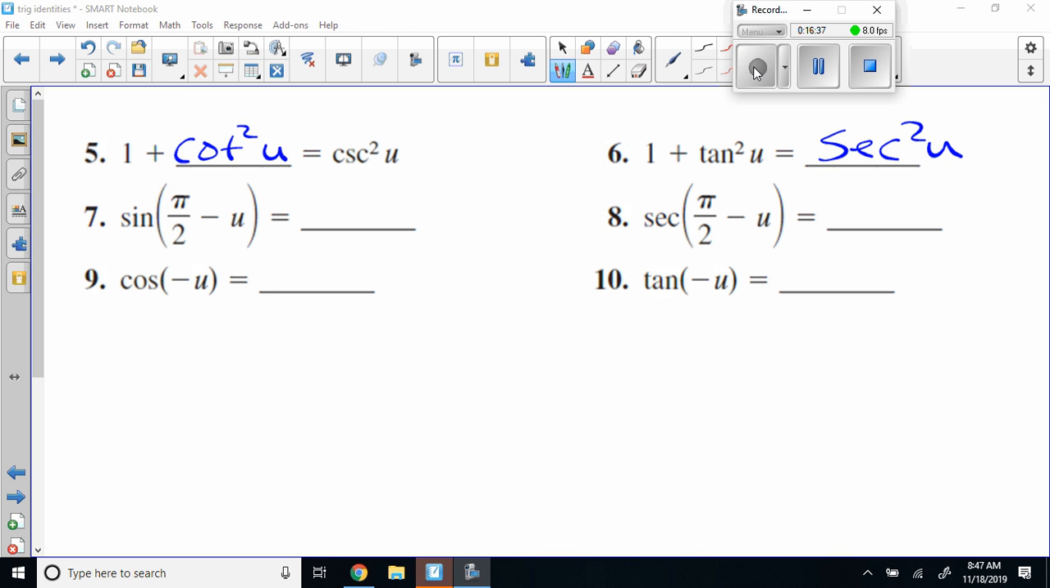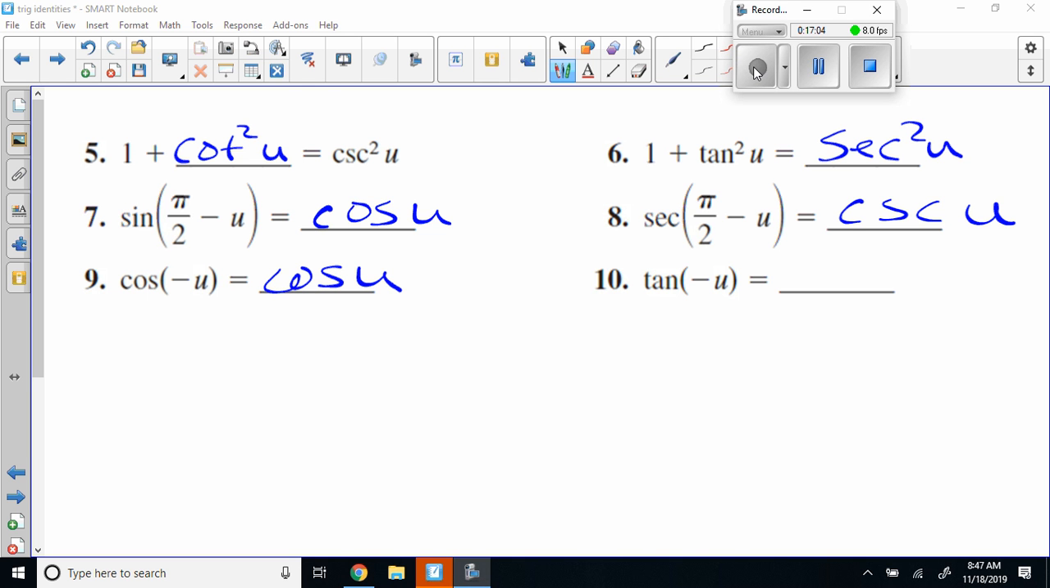All right. Okay. Now, what about this? Oh, what's this one? Cosine u. Thank you. Does that make sense? Okay. What about this? Secant? Okay. All right. What about cosine of negative u? It's just cosine what?